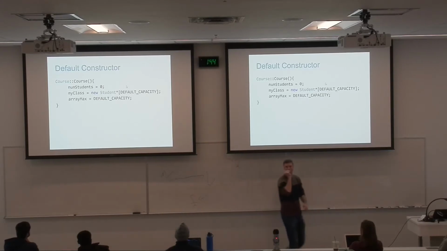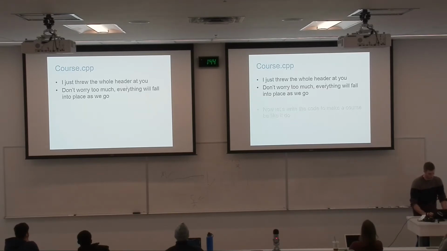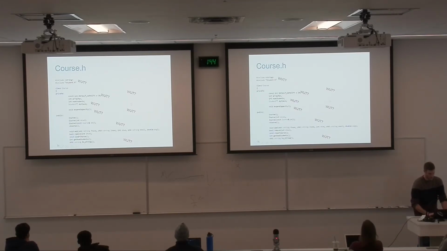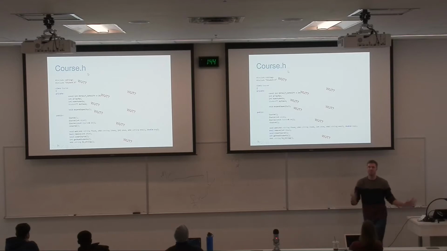Yes? Is array max just like a variable right now? Yeah, array max was this, the first thing I defined in the header. I just defined it. I could have made that 100. It doesn't matter. But it does have some sort of value.